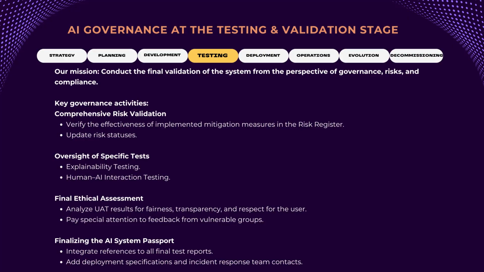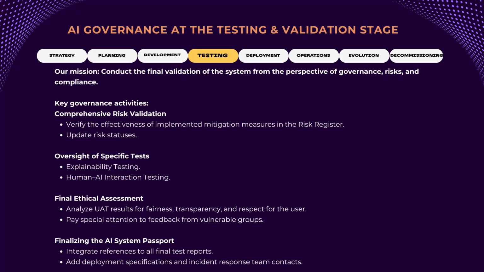Explainability testing: can the system provide a meaningful explanation for its decisions? Does that explanation meet our requirements? And human-AI interaction testing: how smooth and intuitive is user interaction? Does the user have the ability to easily adjust or override AI decisions as planned in the human oversight section? The ethical aspect here reaches its peak. We must ensure the system is not only technically correct but fair, transparent, and respectful of the user. We pay special attention to feedback from vulnerable user groups during testing.